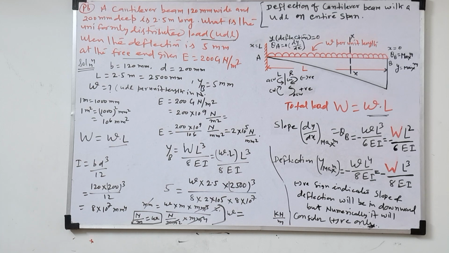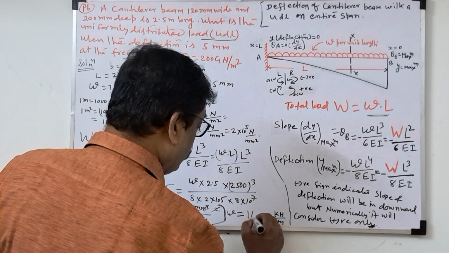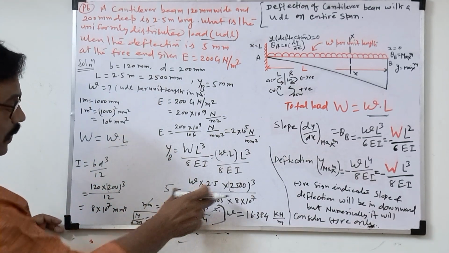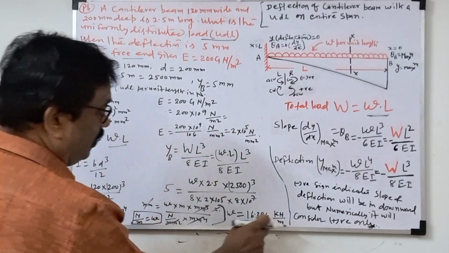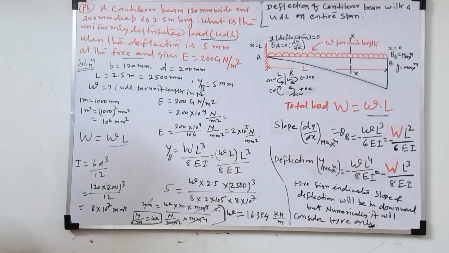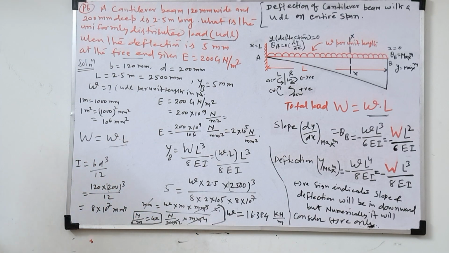The w value is 16.384. Because it comes in Newton per meter, a big value will come, so we divide by 1000 to get kilonewton per meter. This is the w value we are getting here. So this way we can solve the questions.